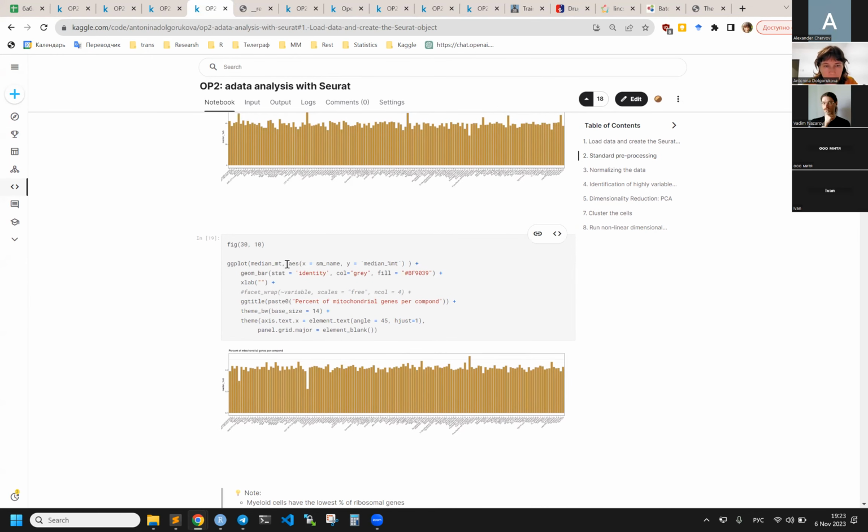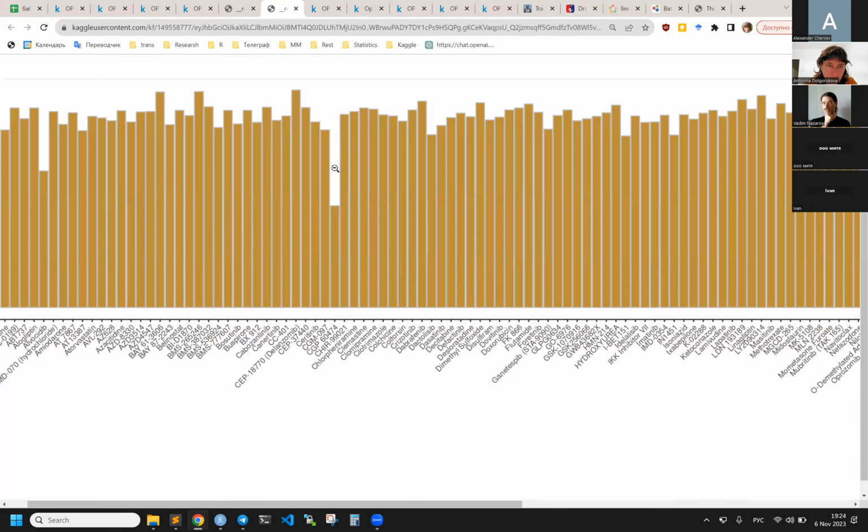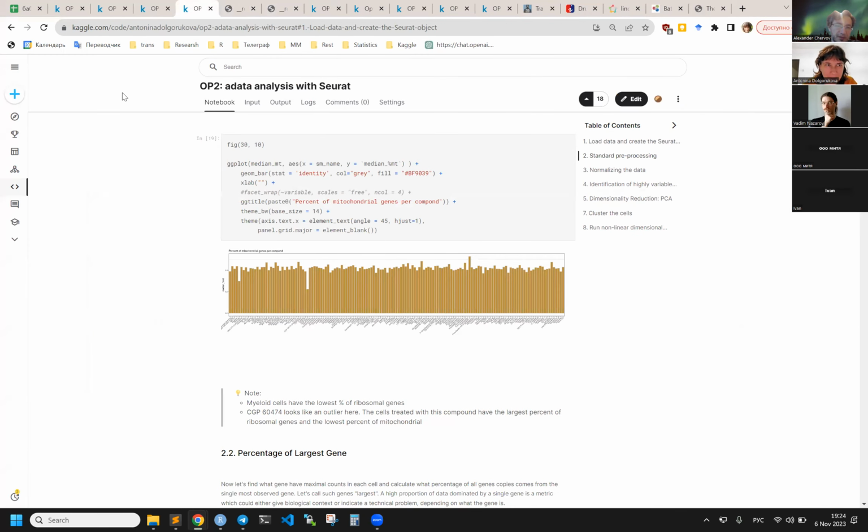The same applies to mitochondrial contamination, and here we see, just interesting for me, the same drug, CGP 6474, with the lowest percent of mitochondrial genes. So the same drug produces the highest percent of ribosomal genes and the lowest of mitochondrial. Maybe some biologists can explain this. Have you checked that these examples are not in the list of these exceptions which have very few cells, single cells in these groups?